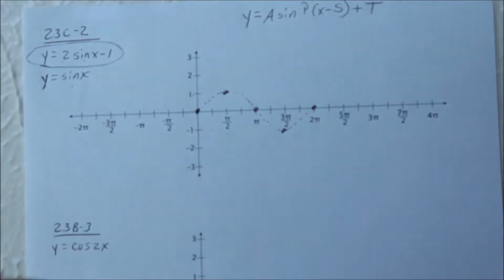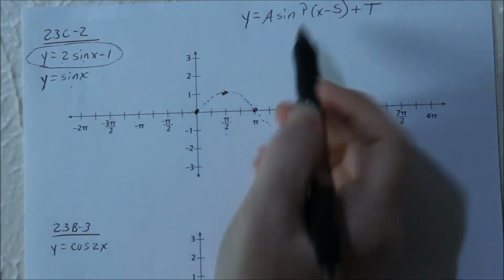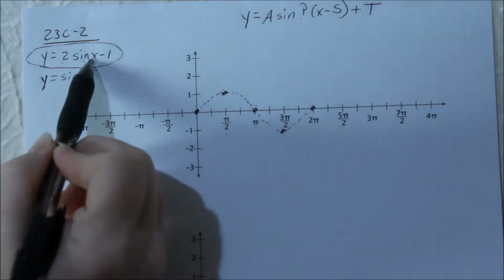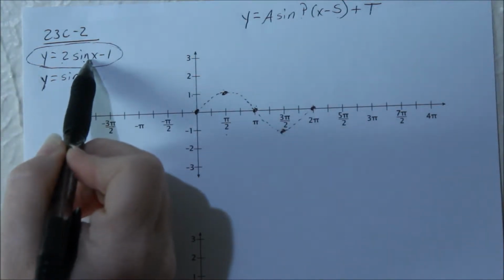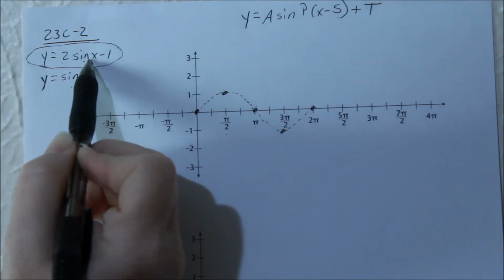Okay? And remember I told you to do them in the order that I listed them. So the first thing that I listed was a period change. Period means the number right after sine or before x. The number right after sine or before x is an implied 1, which means there's no period change. I don't have to do anything with the period, okay?